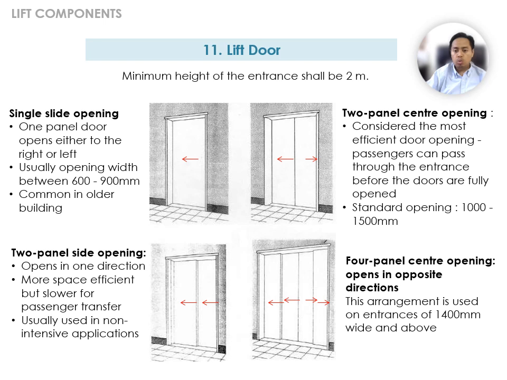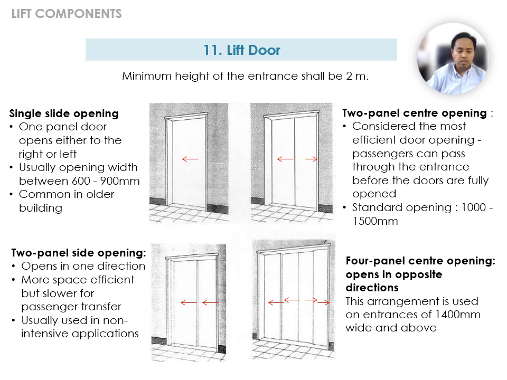The second one is two panel center opening. Considered the most efficient door opening, passenger can pass through the entrance before the doors are fully open. Standard opening around 1000 to 1500 mm.